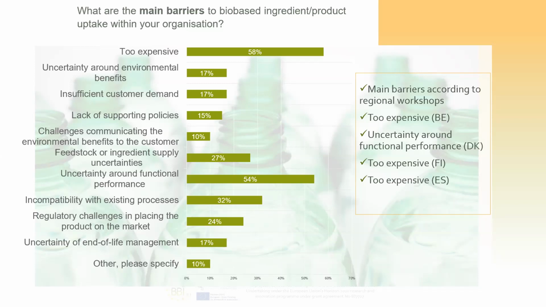When we looked at how these European results compared to our results from our regional workshops, overall we found that it was quite consistent, with Belgium, Finland, and Spain also indicating cost to be the main barrier that their brands face in switching to bio-based products or ingredients. Denmark was an outlier. There was less of a focus on the cost of the product and more concern around the uncertainty around the functional performance of the bio-based ingredients or products. Next slide, please, Anna.